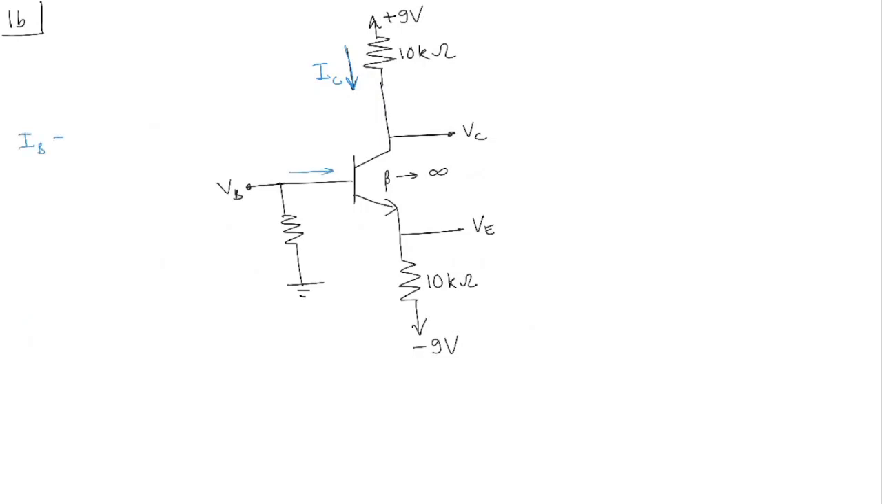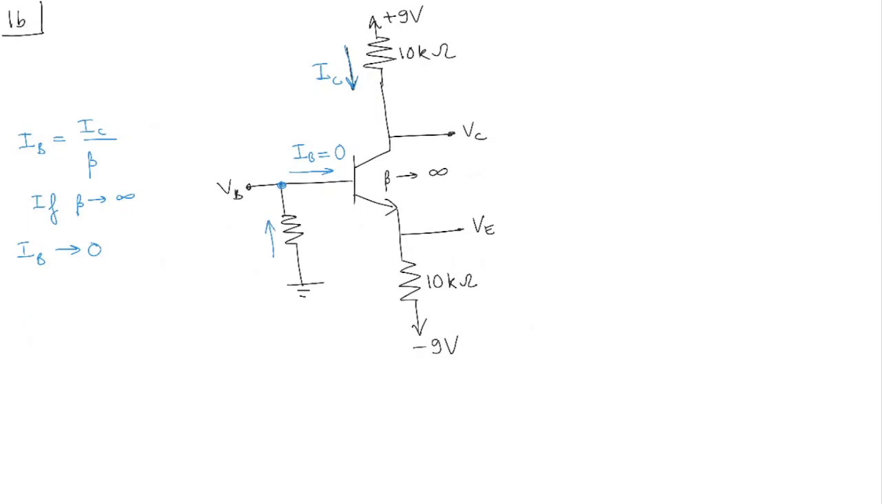IB is equal to IC divided by beta, and if beta tends to infinity, IB has to tend to 0, right? So that's the basic idea here. So IB equal to 0. Now if IB is equal to 0, what is VB going to be?